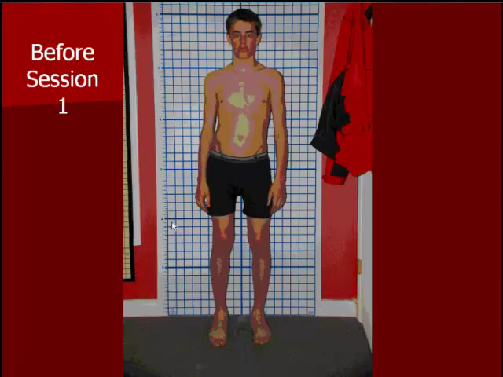Okay, so what we have here is a young man who is 15 years old, and as we look at this structure, we're going to point out some of the deviations that we see within his body. If we look at his right side compared to his left side, we can see that the young man has a very significant amount of scoliosing. His right ASIS is much higher than his left.